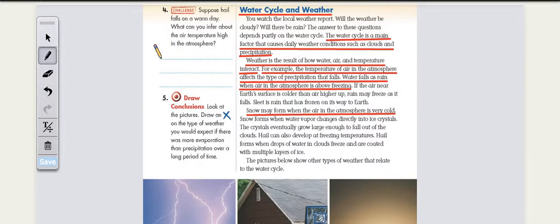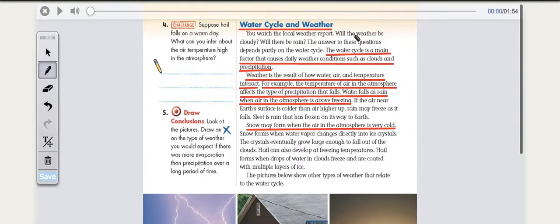Okay. Now, we said that the water cycle affects the weather a lot. It's a main factor that causes daily weather conditions such as the clouds and precipitation, because the weather is the result of how water, air, and temperature interact together. For example, the temperature of air in the atmosphere affects the type of precipitation that falls.